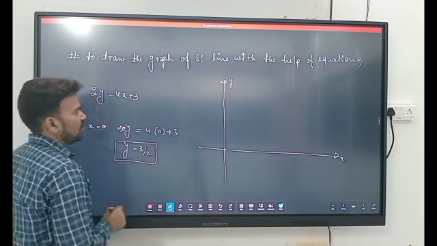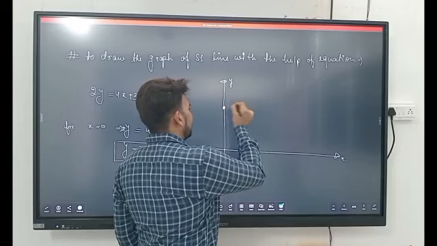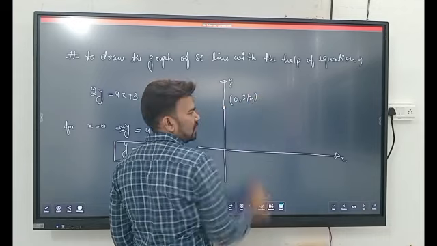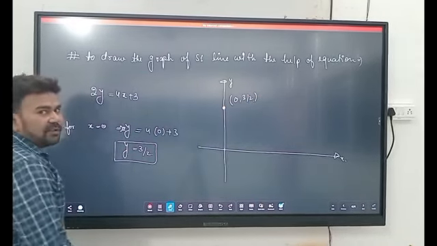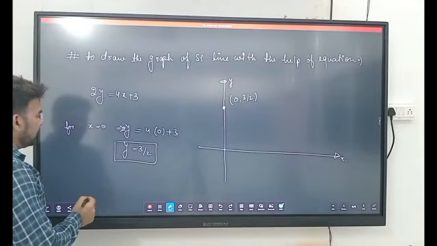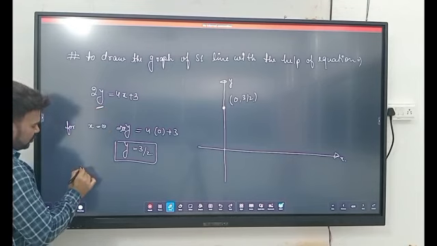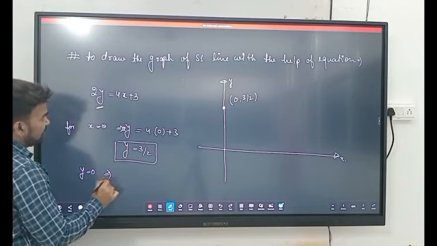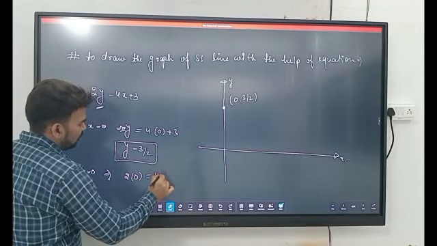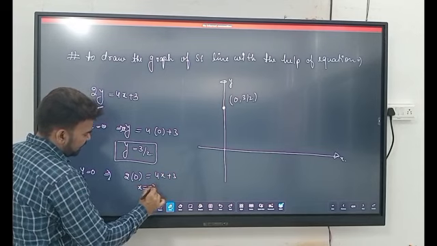So what we are getting is a point lying on the y-axis with position coordinate (0, 3/2). Here the value of x is 0. Now for the next point, suppose y is equal to 0. In that case, 2 into 0 is equal to 4x plus 3. From here we get x is equal to minus 3 by 4.